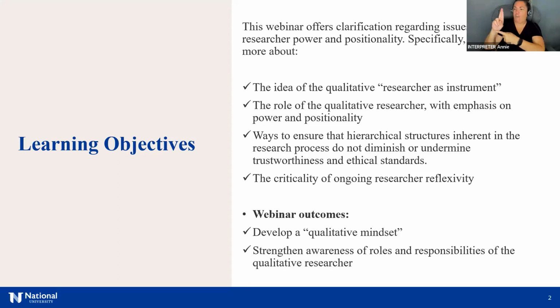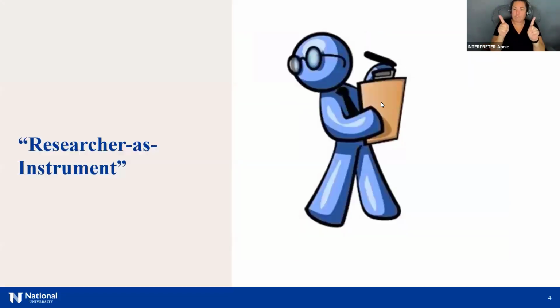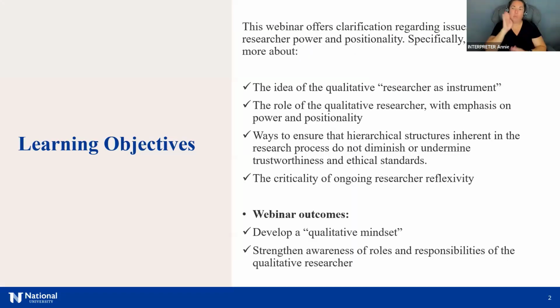The word reflexivity is similar to reflectivity, but somewhat different in the context of qualitative research. And we'll talk about that and it'll become clearer to you. And so the webinar outcomes would really be a more greatly developed qualitative mindset and a strengthened awareness of the roles and responsibilities of a qualitative researcher throughout the research process, right from the beginning of conceptualizing the study through collection of data, analysis of data, interpretation of data, and then defining recommendations and conclusions.